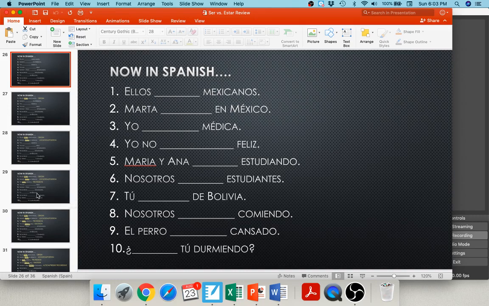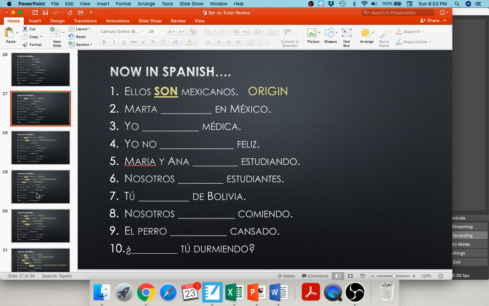Number 1 says, ellos blank mexicanos. So they are Mexican. They're from Mexico. That's their origin. So we know we're going to use ser. If you recall your conjugations of ser, we have soy, eres, es, somos, sois, and son. In this case, we're talking about they or ellos. So we should say that ellos son mexicanos. And that's because we're talking about their origin. Let's do a few more.